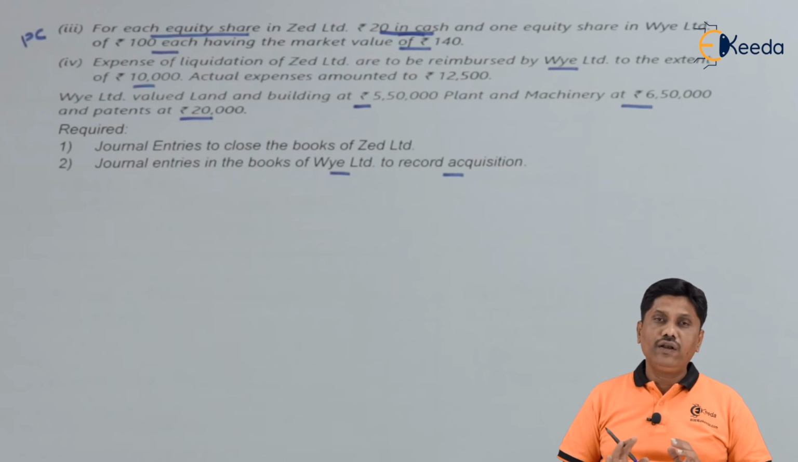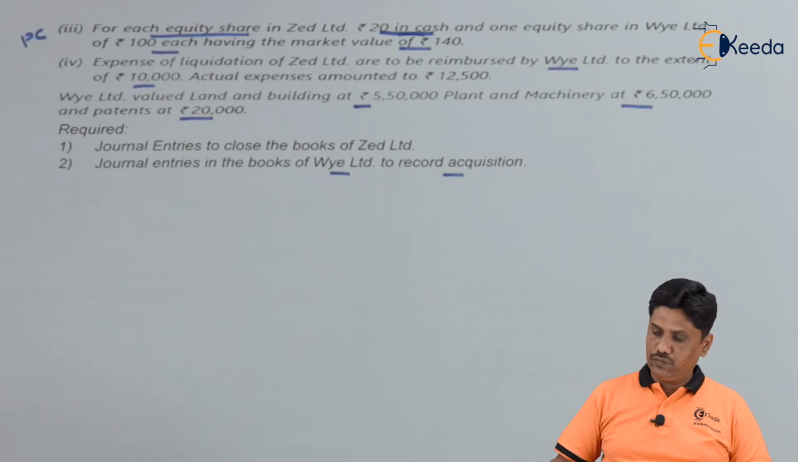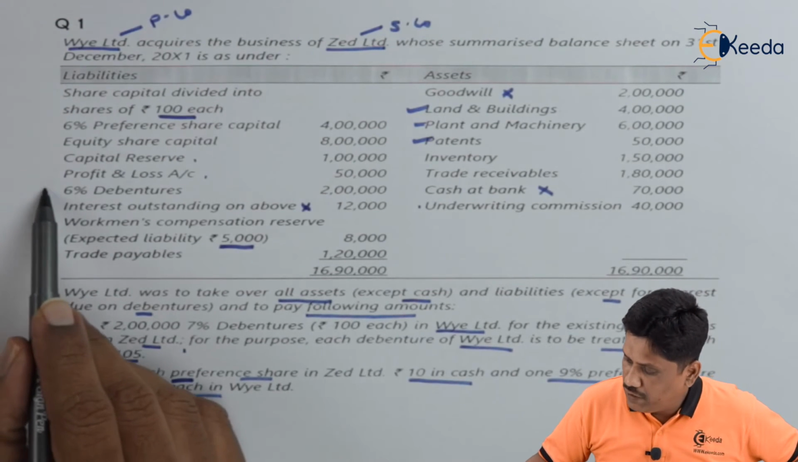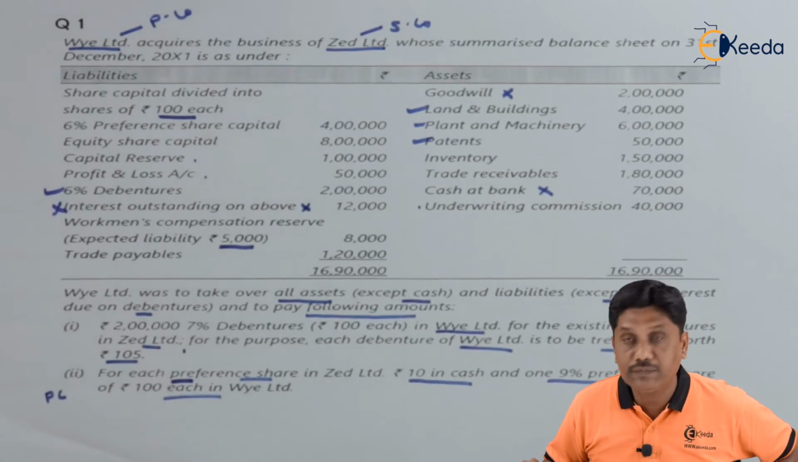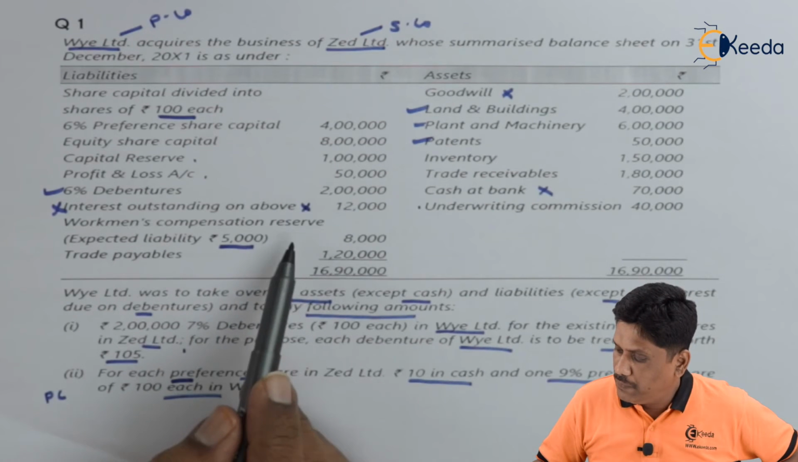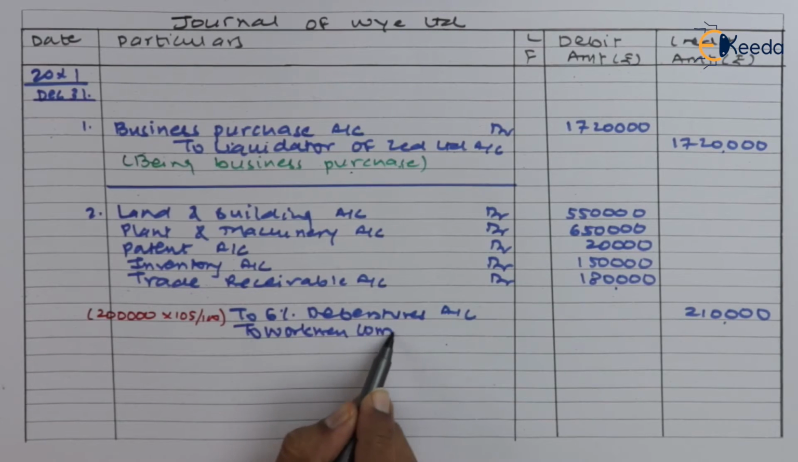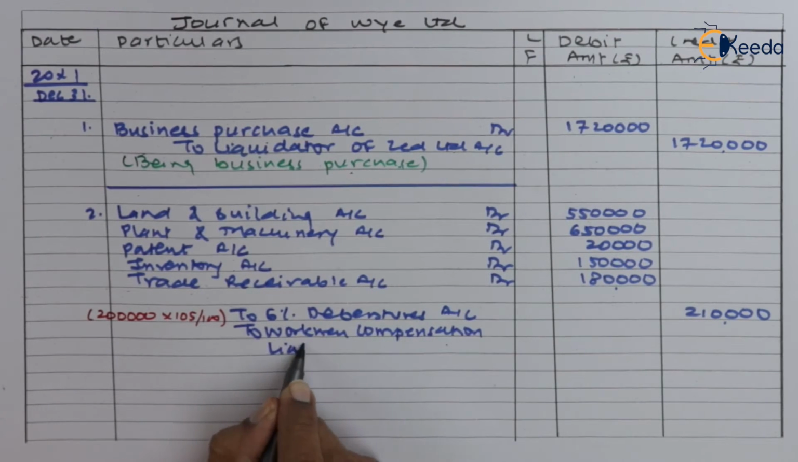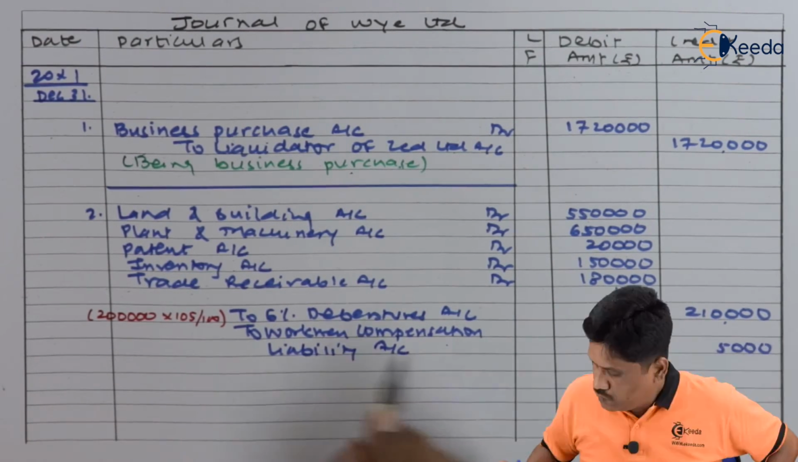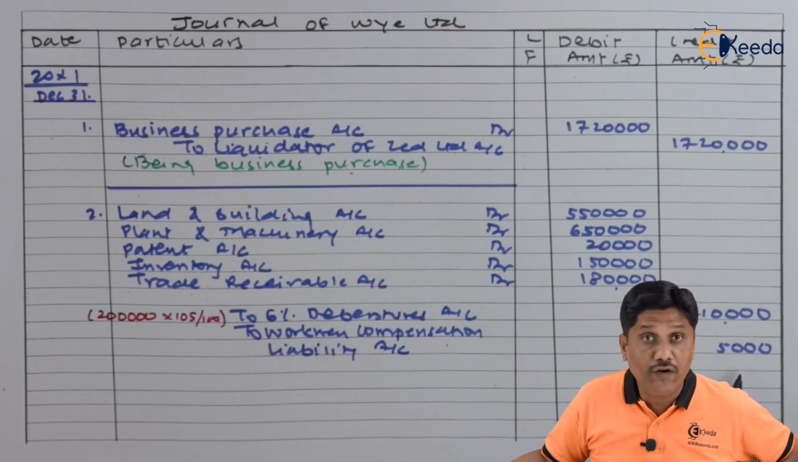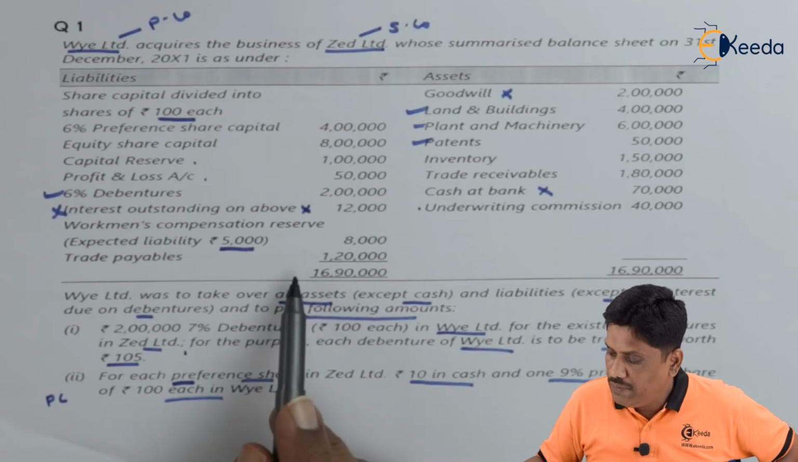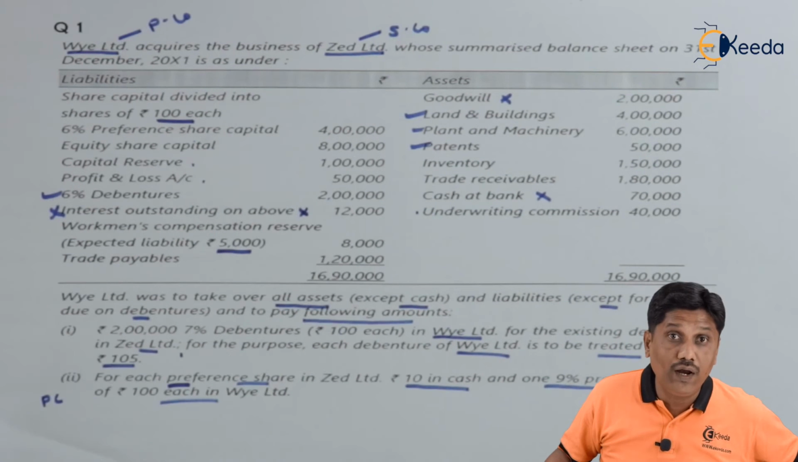Now, all remaining liabilities I will take at book value. Sir, what are the other liabilities? This too we have considered, this we have not taken over. Workmen compensation reserve liability 5,000. Workmen compensation liability account 5,000 we have taken over. One more liability we have taken over, trade payable 1,20,000.